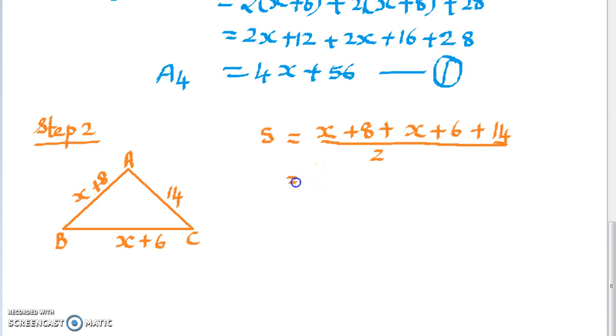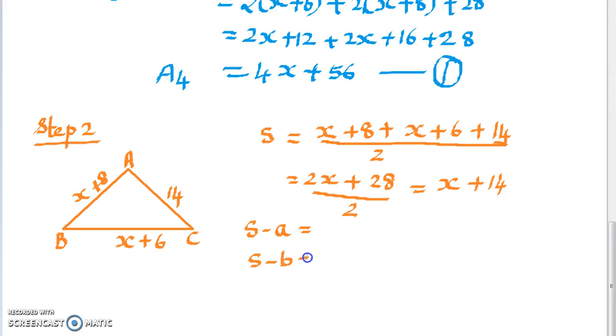So that will give me 2x plus 28 divided by 2, which is x plus 14. Next thing I'm going to do is s minus a. As per Heron's formula, we need to do s minus a, s minus b, and s minus c. So let's find them separately and then we'll put it into the square root.